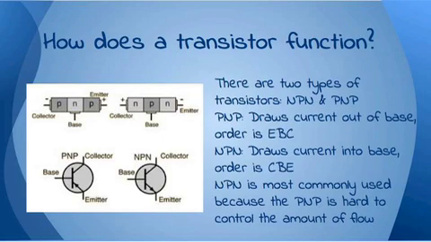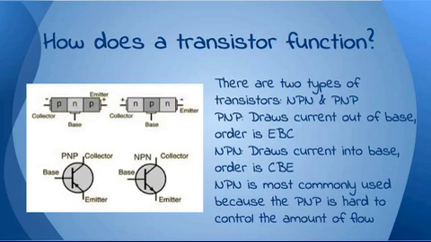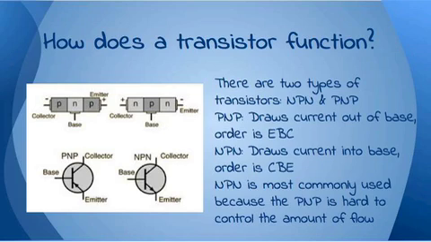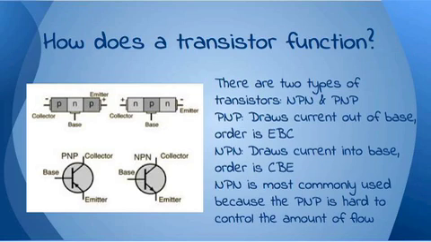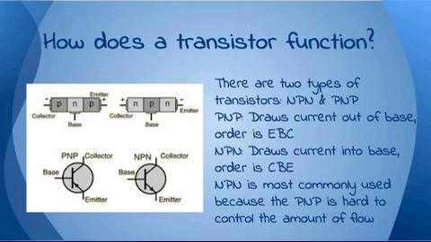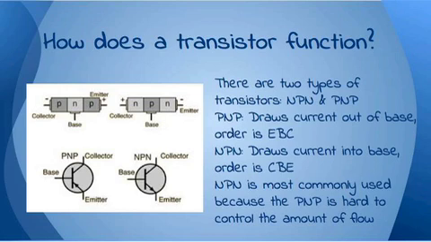So how does it function? There are two types, NPN and PNP. PNP draws current out of the base, and the order is EBC, or emitter base collector. And then NPN, which is more common, draws current into the base. The order is CBE, so collector base emitter. NPN is more common because with PNP it's really hard to control the amount of current flowing through the collector. You can see the arrow going in or going out.